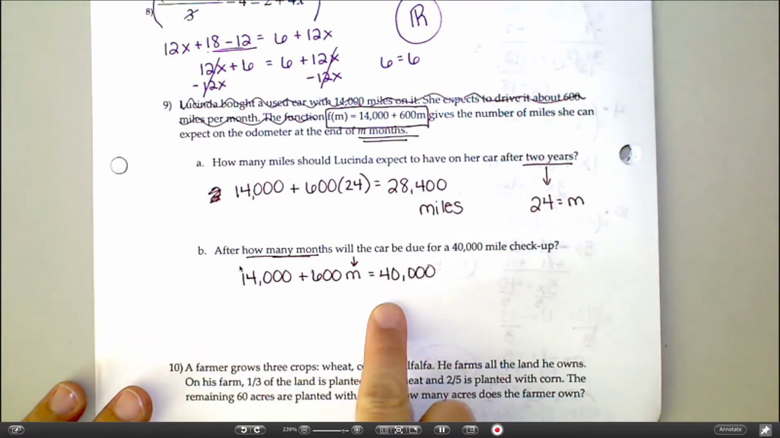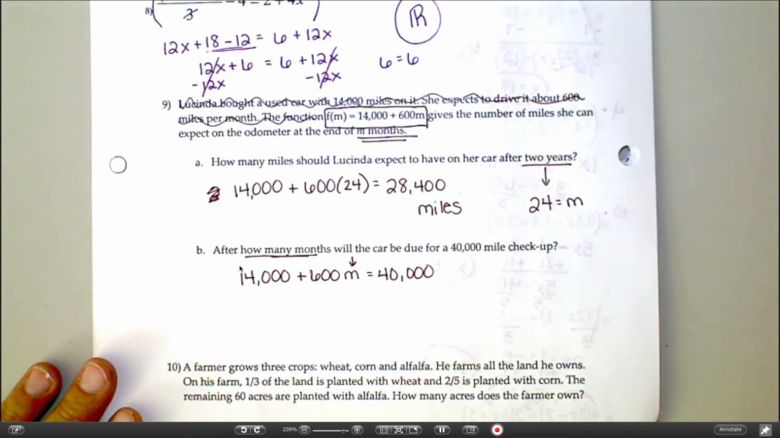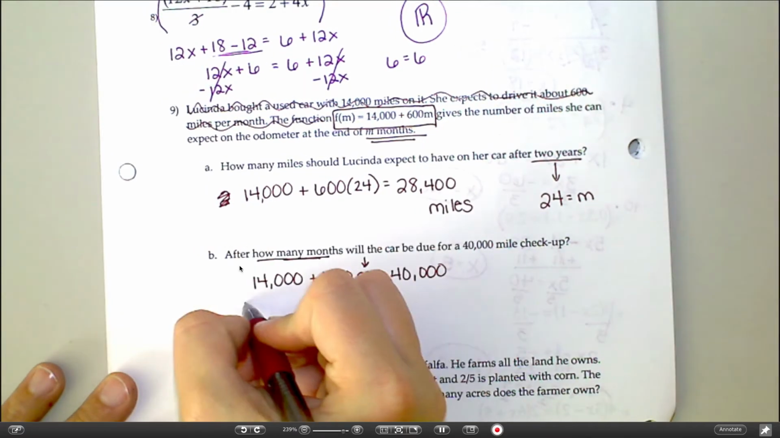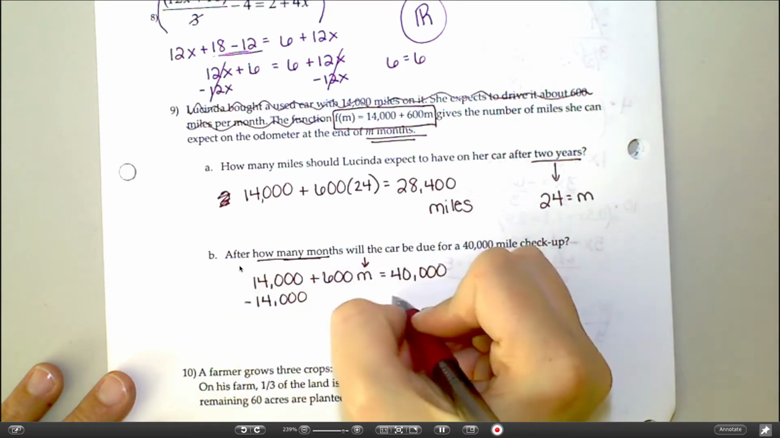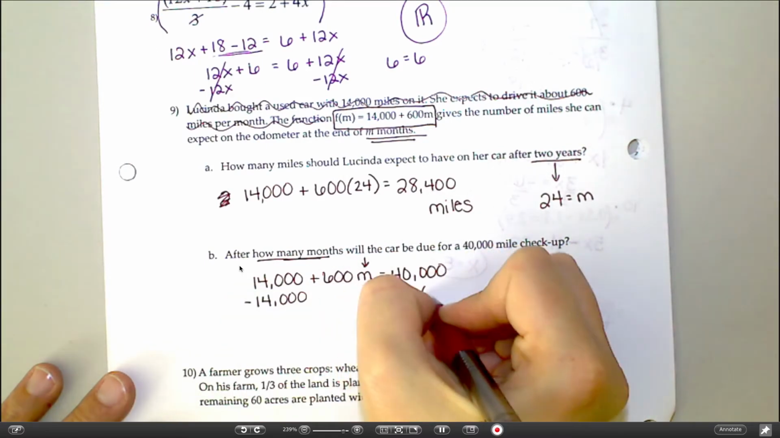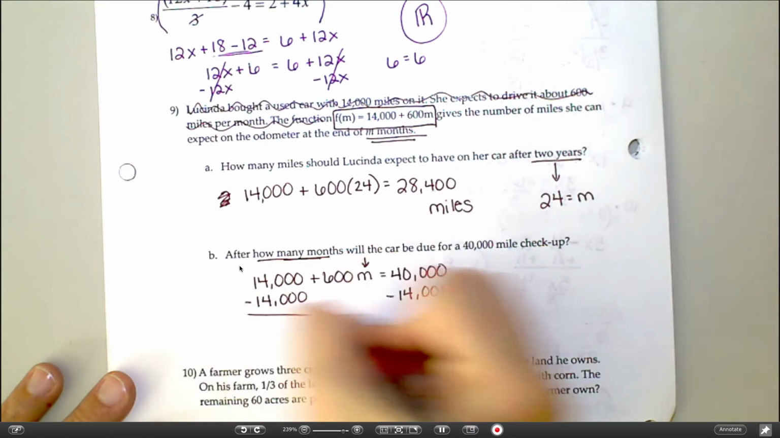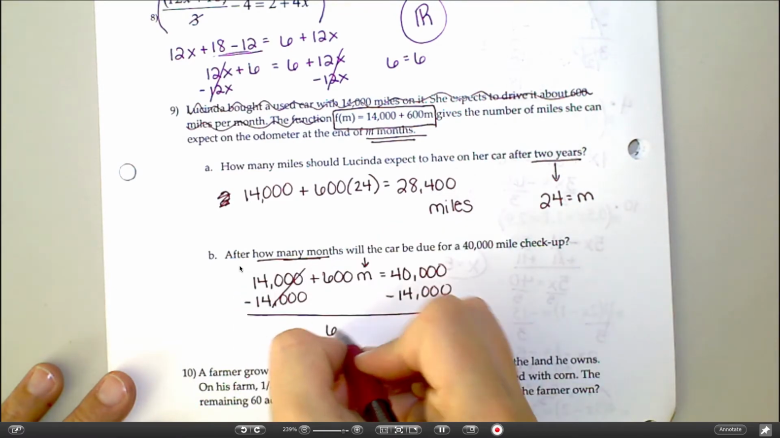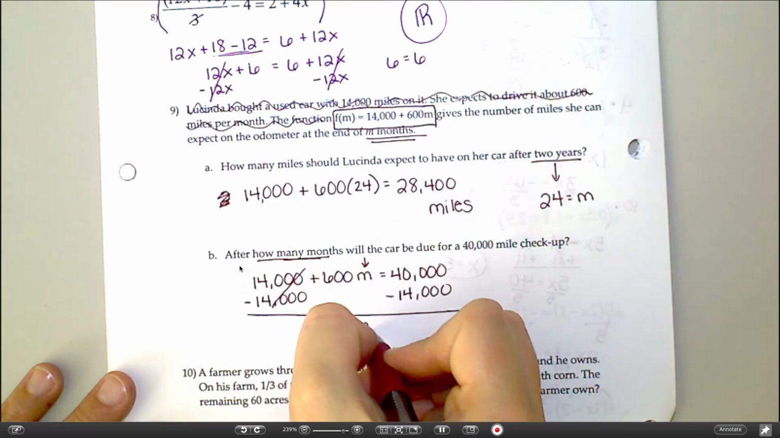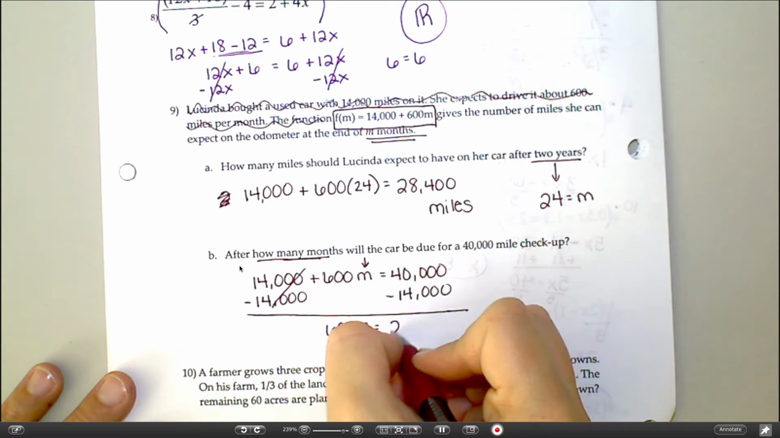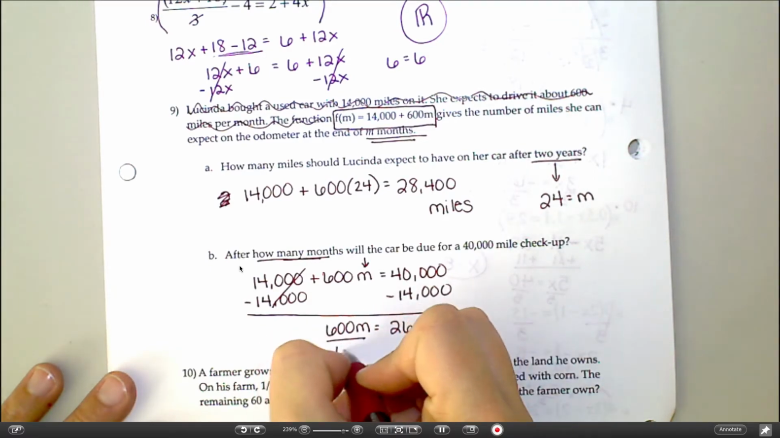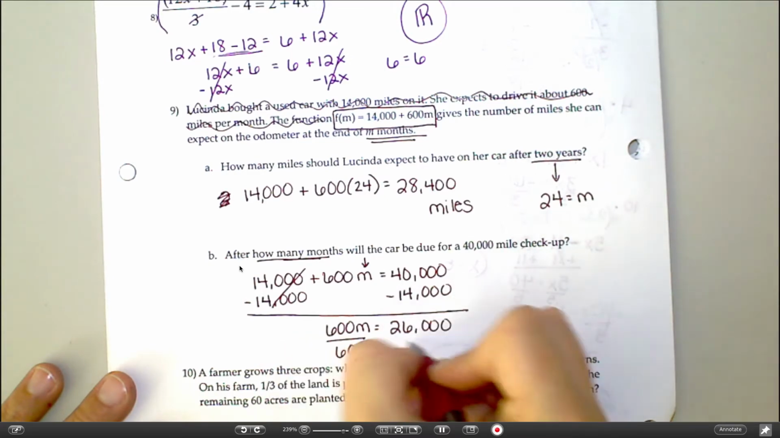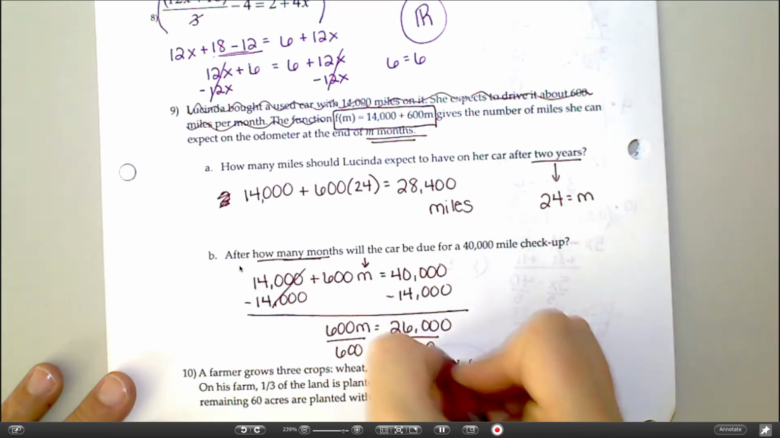Now what do I do with something like that? Yeah, let's solve it just like an equation, like what we've been doing. So 14,000 minus 14,000. I think I end up with 600m equals 26,000. Let's divide by 600. Okay, go ahead, type that in.